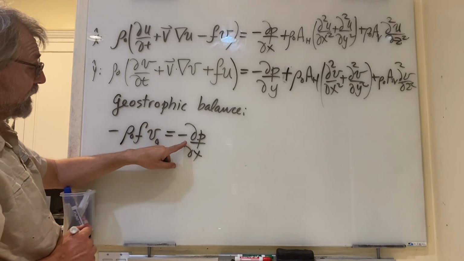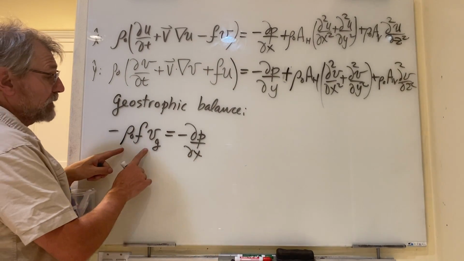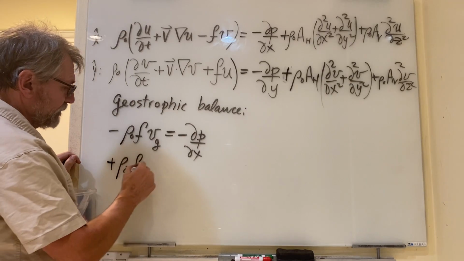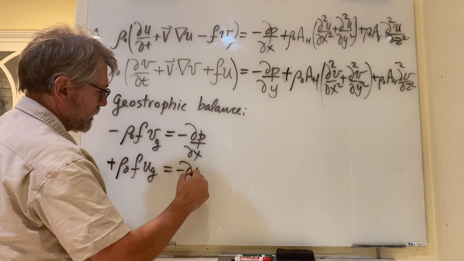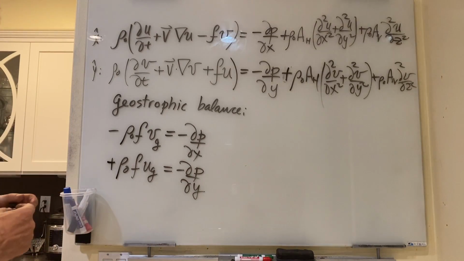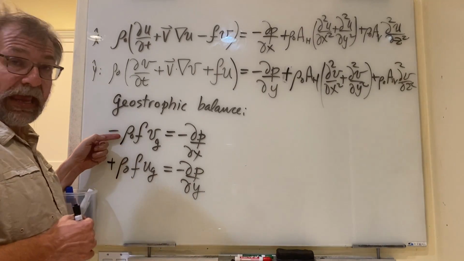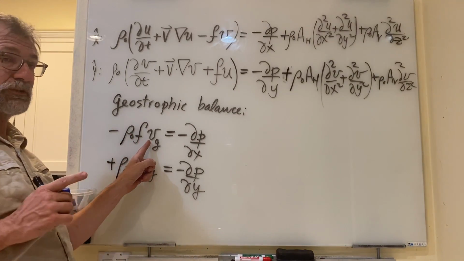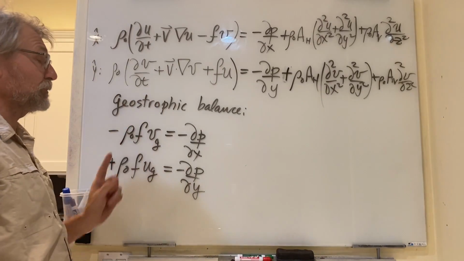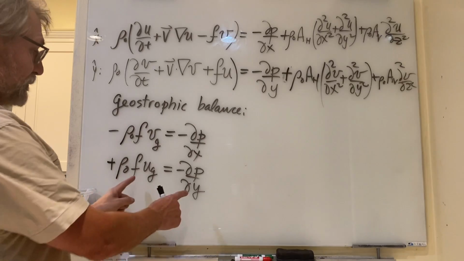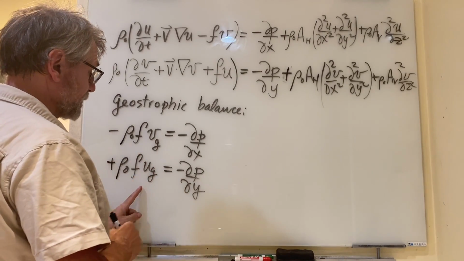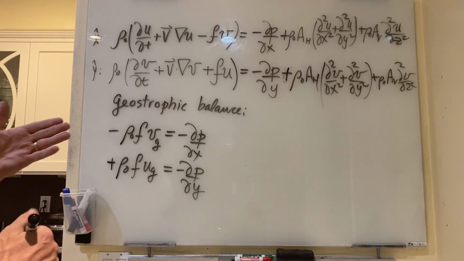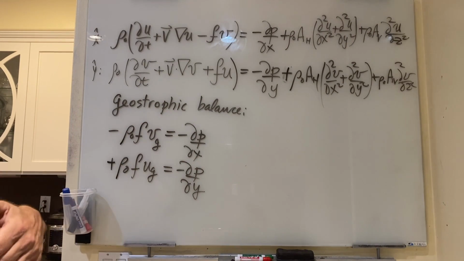It says that whatever the pressure gradient is, there's going to be a geostrophic current that balances that pressure gradient. And the other equation will be plus rho naught f u geostrophic is equal to minus dp/dy. So it's interesting that we use the x momentum equation to learn about the northward component of the geostrophic velocity. So the eastward momentum equation tells us about the northward geostrophic velocity. Similarly here, it's the northward momentum equation that tells us about the eastward geostrophic velocity, right? And that's because the Coriolis force acts perpendicular to the direction of motion.